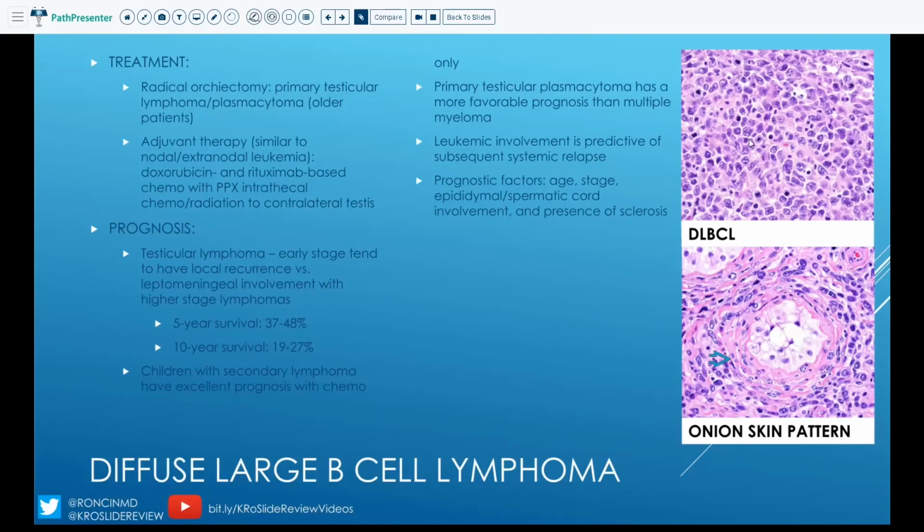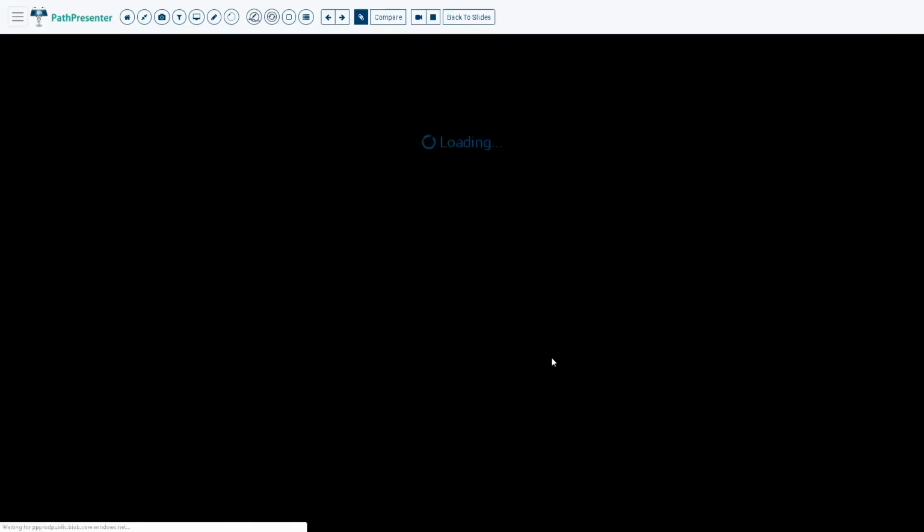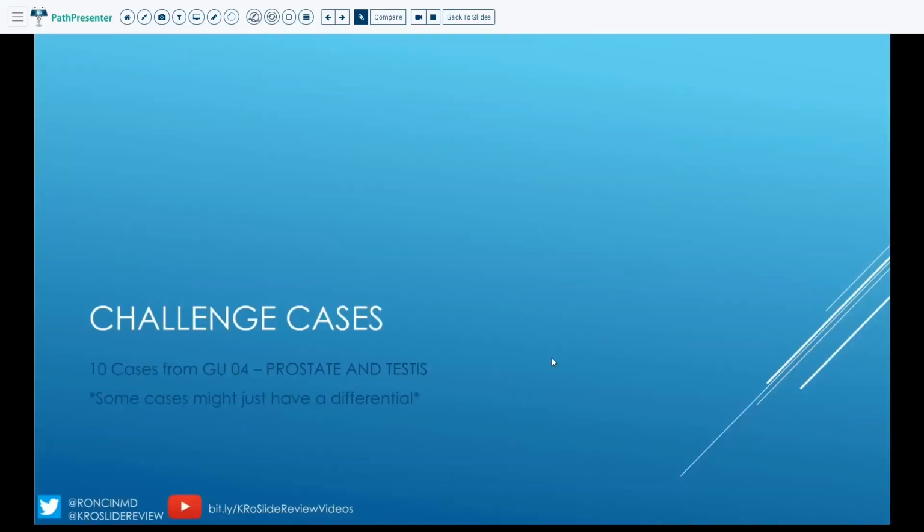So again, just going back to these slides of diffuse large B-cell lymphoma, and again, that onion skinning pattern around the seminiferous tubules. So that's what we have for this week. We have 10 challenge cases for you to look at, and we'll be back with another video going over those challenge cases. Do spend a bit of time on these cases as well as going over your handout. There's a lot of extra stuff in your handout from your staging and prognostic factors, different patterns, and also added in a few different extra entities to help with forming your differential.